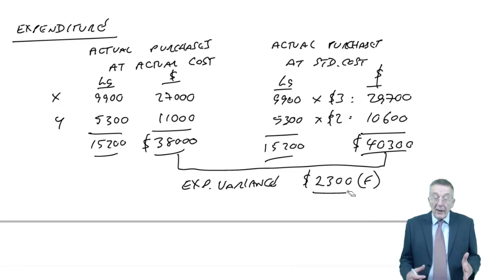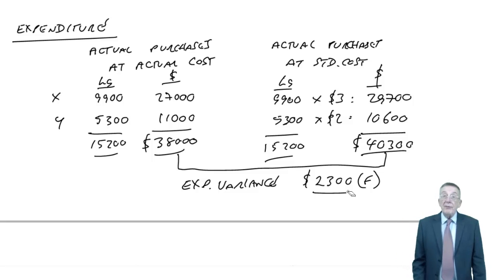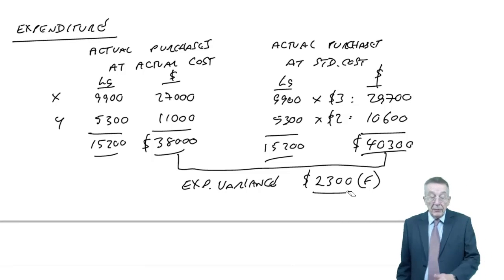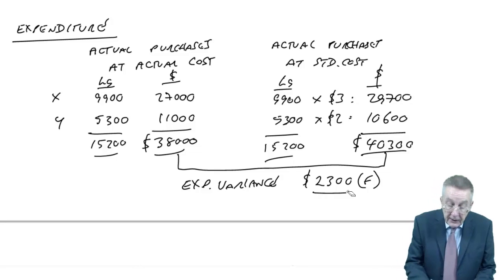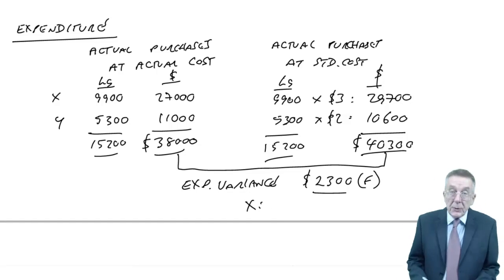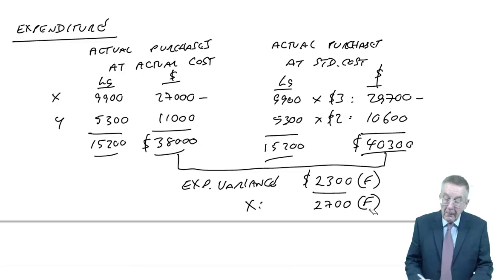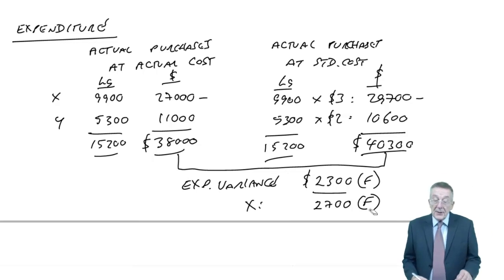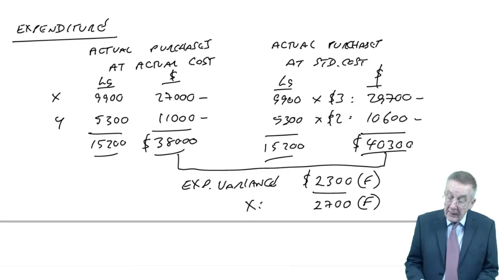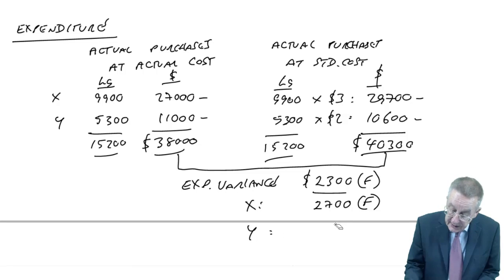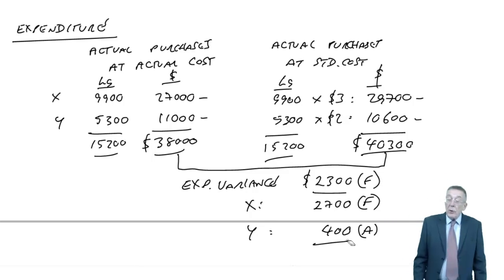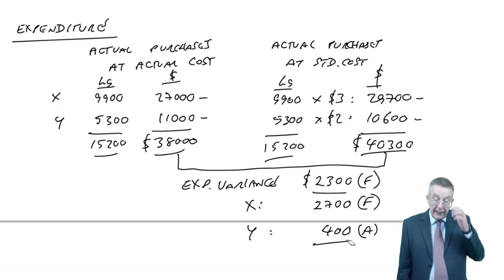Now, normally, the exam would just want the total. However, they could ask you for the analysis of that 2,300. Well, no problem. It's there already. If you look at the figures, as far as X was concerned, we spent 27,000, we should have spent 29,700, we've saved 2,700. As far as Y is concerned, we actually spent 11,000, we should have spent 10,600, we've overspent 400. So don't do that unless it's asked for, but the two together, of course, a net 2,300 overall saving.